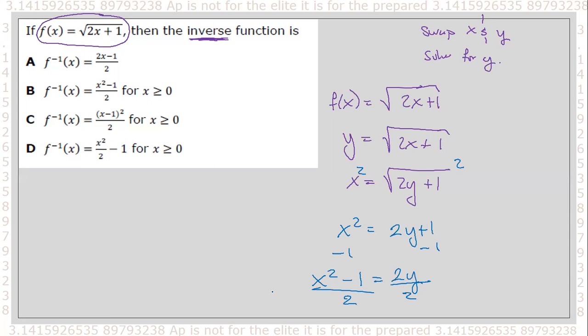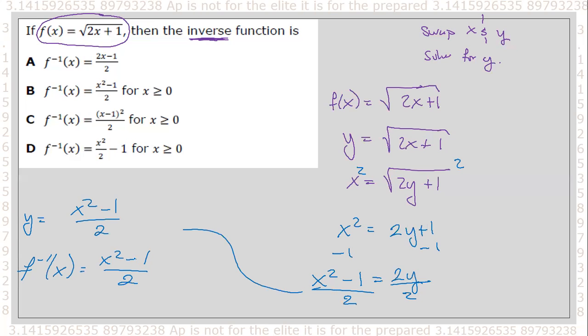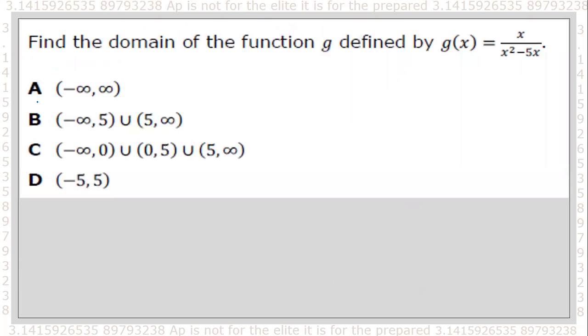Divide by 2. So my answer should be y is equal to x squared minus 1 over 2. Keep in mind we're going to rewrite it. So f inverse is equal to x squared minus 1 over 2. So we should have the following solution being here: x squared minus 1 divided by 2 for our inverse. So far, so good.